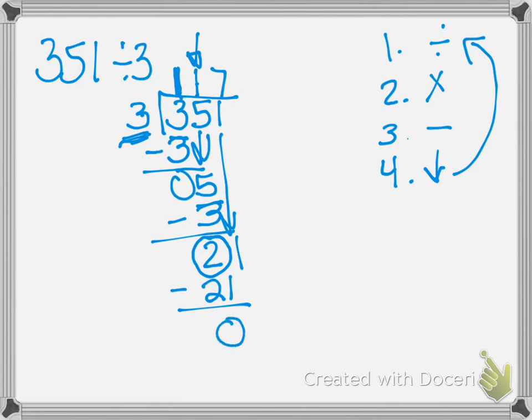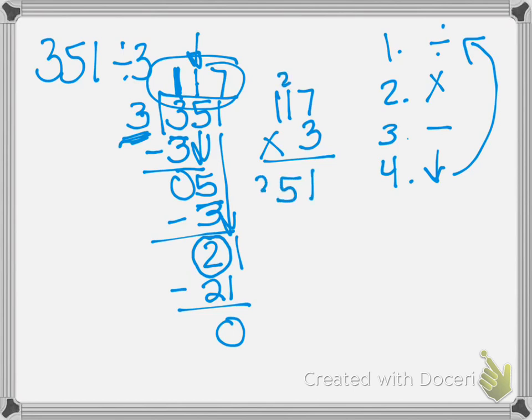We go up, there's nothing left to bring down, so we're done. We have 0 for our answer, so the quotient is 117. We're going to check our work by going quotient times divisor, and we should get 351, our dividend. 3 times 117, we have 351, and we have our dividend, so we know that we're correct.